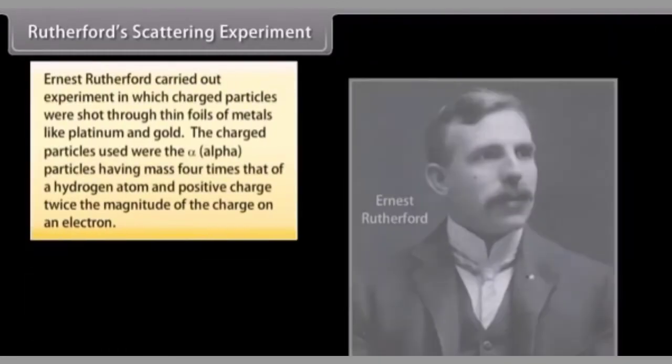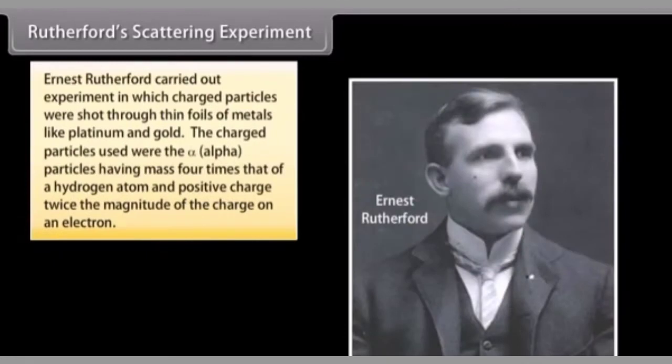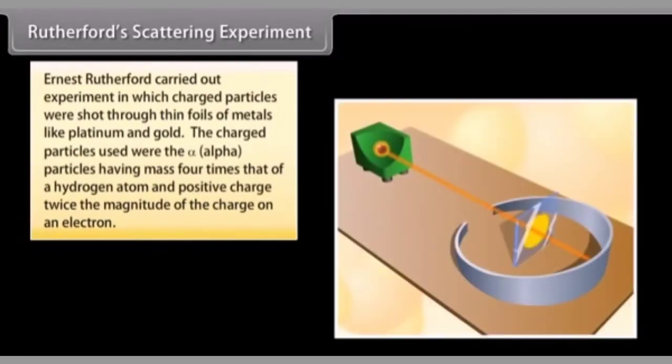Rutherford's scattering experiment. Ernest Rutherford carried out an experiment in which charged particles were shot through thin foil of metal like platinum and gold. The charged particles used were alpha particles having mass 4 times that of a hydrogen atom and positive charge twice the magnitude of a charge on an electron.